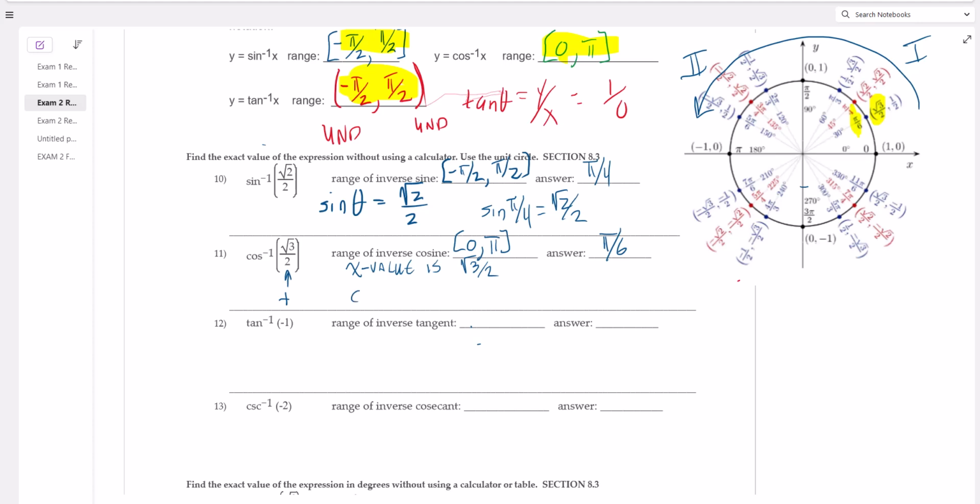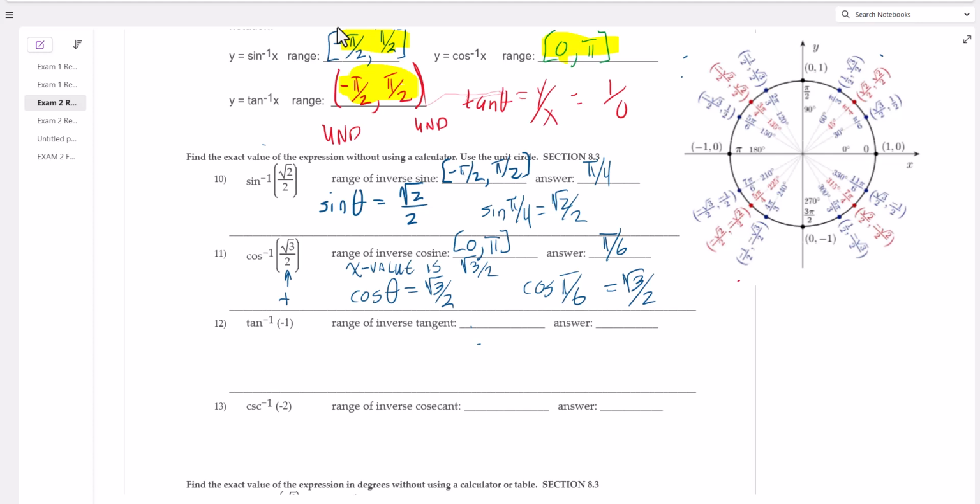Okay, so again, the meaning of this problem is cosine theta equals square root of 3 over 2. We found that the cosine of pi over 6 is equal to square root of 3 over 2. So you're working totally in reverse when you do these problems. Okay, all right. Next thing we'll look at is here's an inverse tangent.